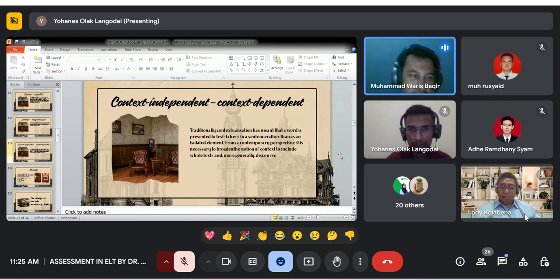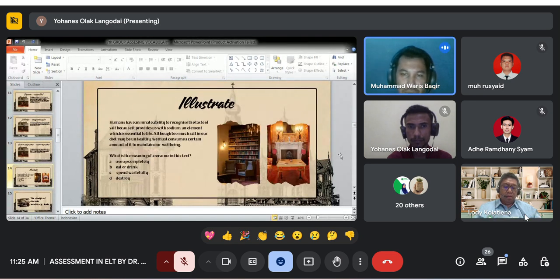And the last one is about context independent and context dependent. Traditionally, contextualization has meant that a word is presented to test takers in a sentence rather than as an isolated element. From a contemporary perspective, it is necessary to broaden the notion of context to include whole texts and, more generally, discourse. In addition, we need to recognize that contextualization is more than just a matter of the way in which vocabulary is presented.